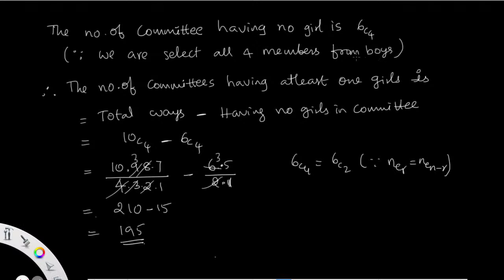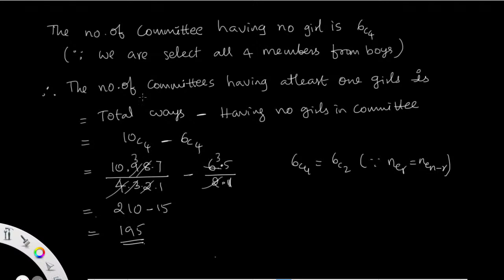That means for at least one girl we are subtracting the committees having no girls. Or else you can count committees containing one girl, 2 girls, 3 girls, 4 girls. That way also you can do it. But the simplest way is total ways minus having no girls, and you get the at least one girl case. If you wanted, you can do at least one girl as the committee containing 1 girl, 2 girls, 3 girls or 4 girls. That is also another way. But I am doing the total ways minus having no girls in the committee.